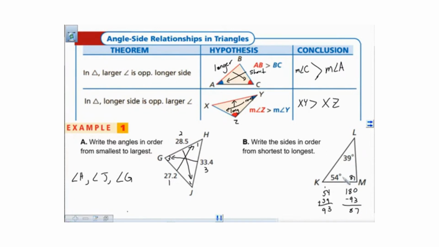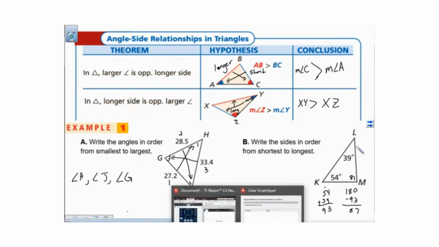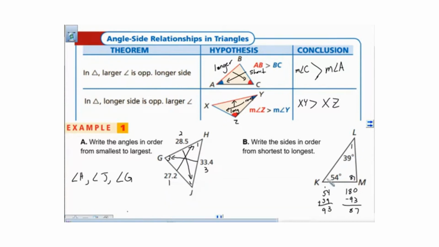And then we need to compare our angles. Our smallest angle is angle L. Our middle-sized angle is angle K. And our largest angle is angle M. So across from angle L is KM. Across from angle K is LM. And across from angle M is KL.